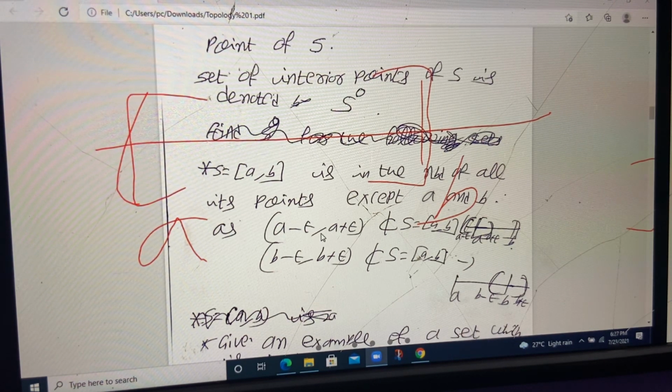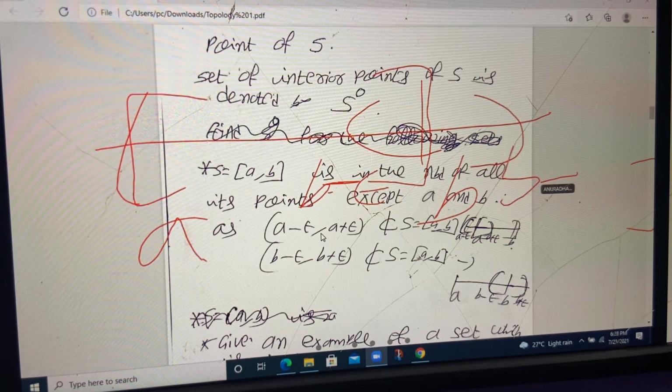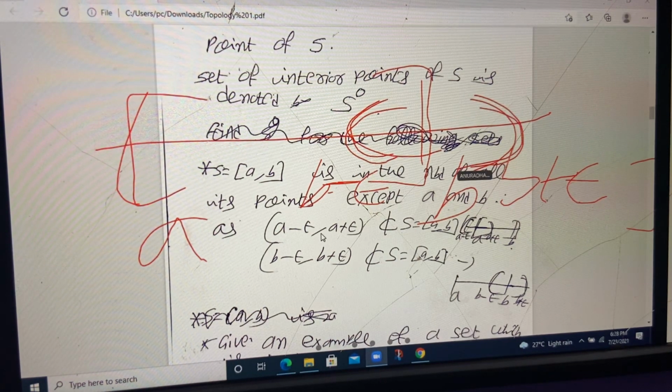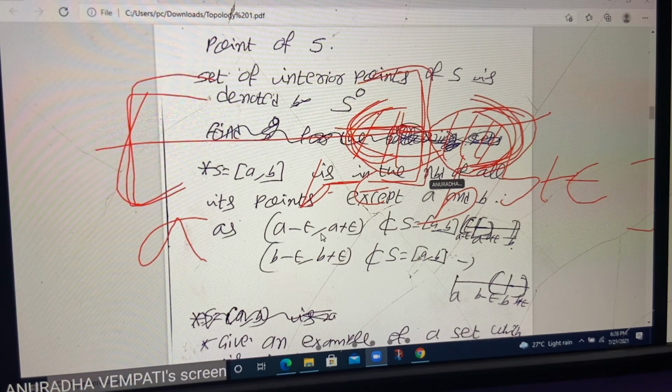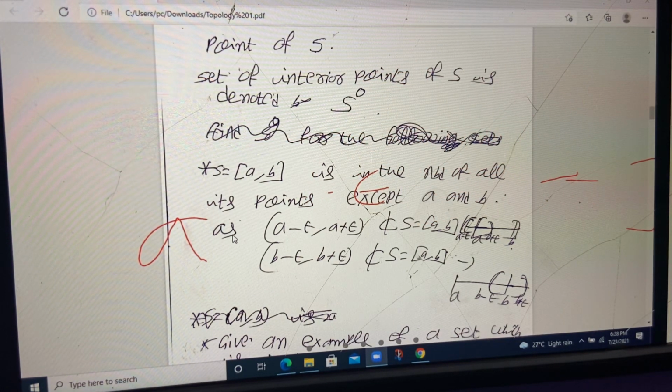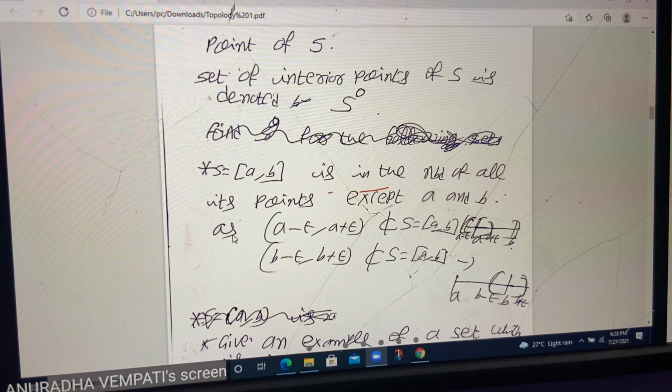Now, if you take B, in and around B, we have B minus epsilon and B plus epsilon. This open interval contains infinitely many reals. This total part is not within S. A part of it is inside, a part of it is outside. Therefore, we say that B is not an interior point, and S is not a neighborhood of B.